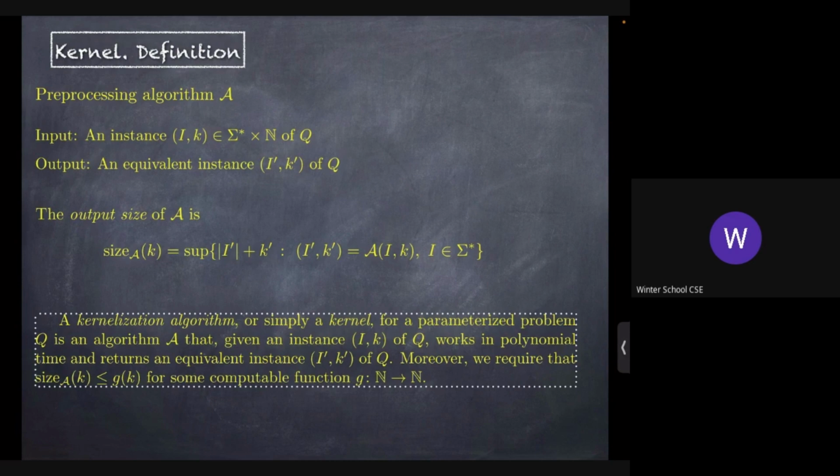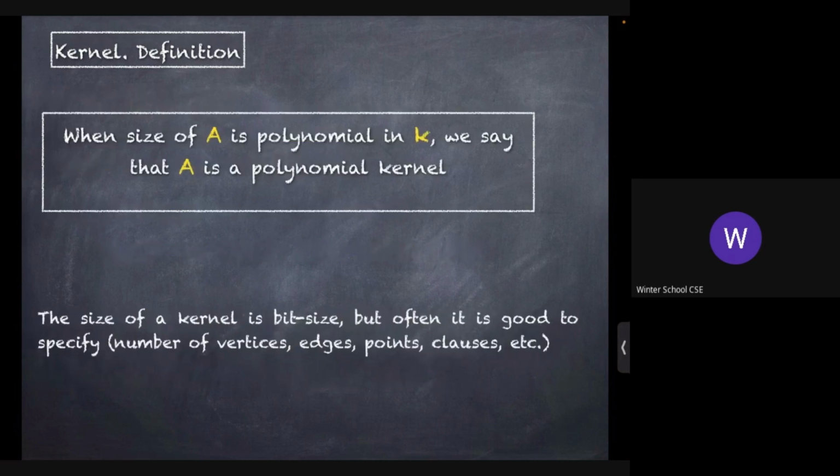Right? So it's a polynomial time algorithm. But the only difference is that the usual polynomial time algorithms always give you some solution, number, matching, whatever, right? And this algorithm doesn't give you a solution. It gives you another instance, but of smaller size. Yes. Okay, and then when the size of the new kernel is polynomial, we say that A is a polynomial kernel.